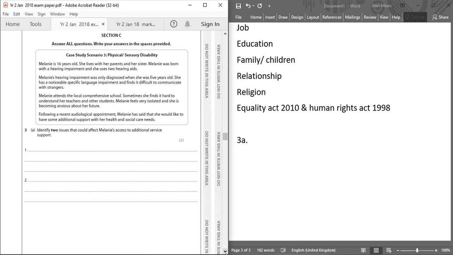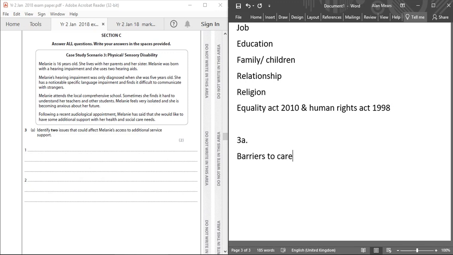The first question is our standard identify two question, and it is about how Melanie would face issues accessing additional support. So this is a barriers question, a barriers to care question. Now, you only need to identify the two barriers. You don't need to go into any detail explaining. They give you quite a bit of space, but it just says identify. So as long as you identify the barrier, you have answered the question.